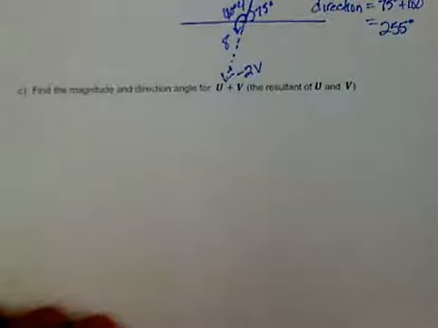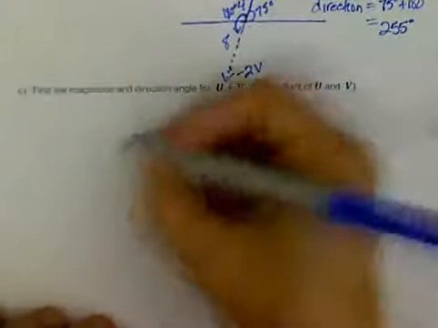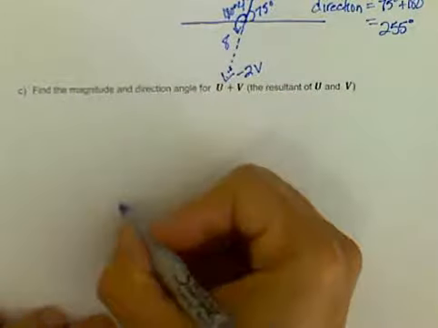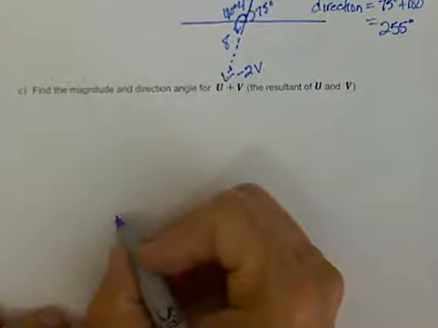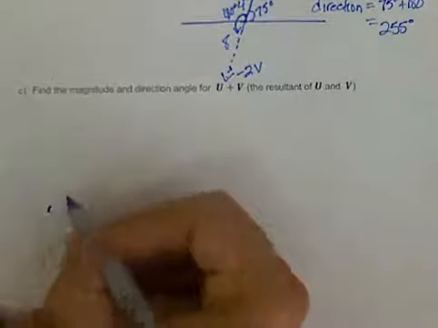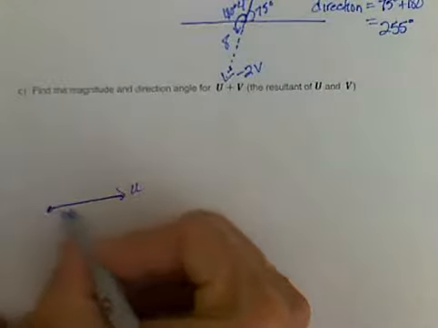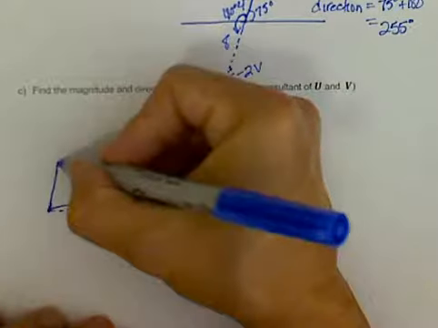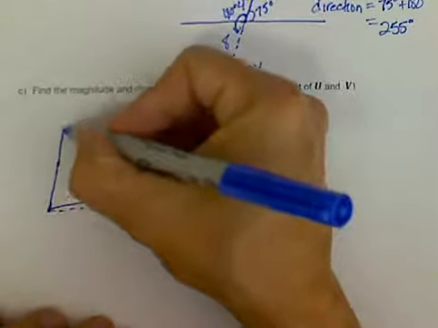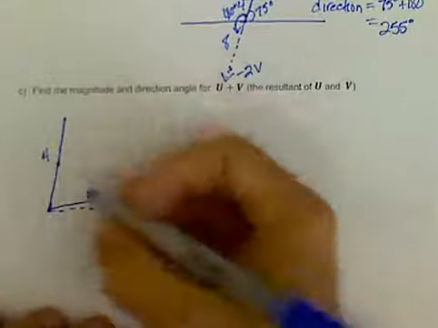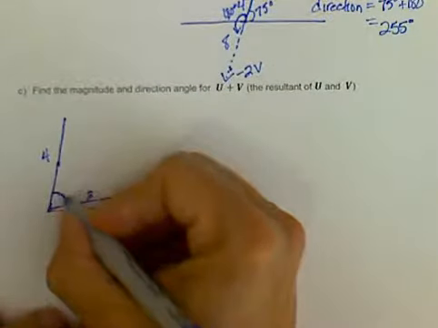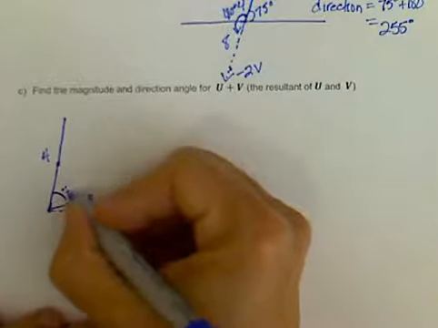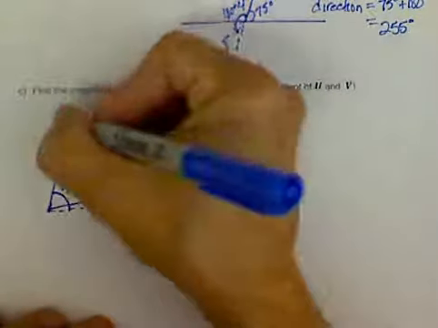When we do this, it doesn't really matter which method we use. We can use the tail to tip, or we can use the parallelogram. For this one, I'm going to do the parallelogram. So that means I'm going to start both of the vectors at the same point. Now here's my initial point. So there's my vector u, and this angle right here is going to be 15 degrees. My vector v has a direction angle of 75 degrees, and the magnitude is 4. So this entire angle from here down to the horizontal is 75 degrees.